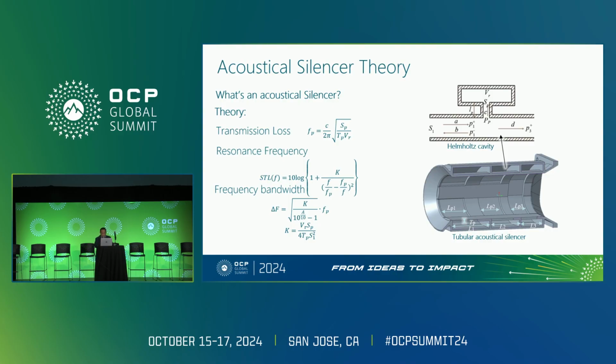Each cavity within the silencer can be tailored to address a specific frequency, allowing for a targeted approach to noise mitigation. Please refer to the diagram on the lower right, which illustrates a recommended design for an acoustical silencer. The design features a tubular structure that ensures airflow can pass through unimpeded, while the acoustical waves are attenuated by the resonant cavities.